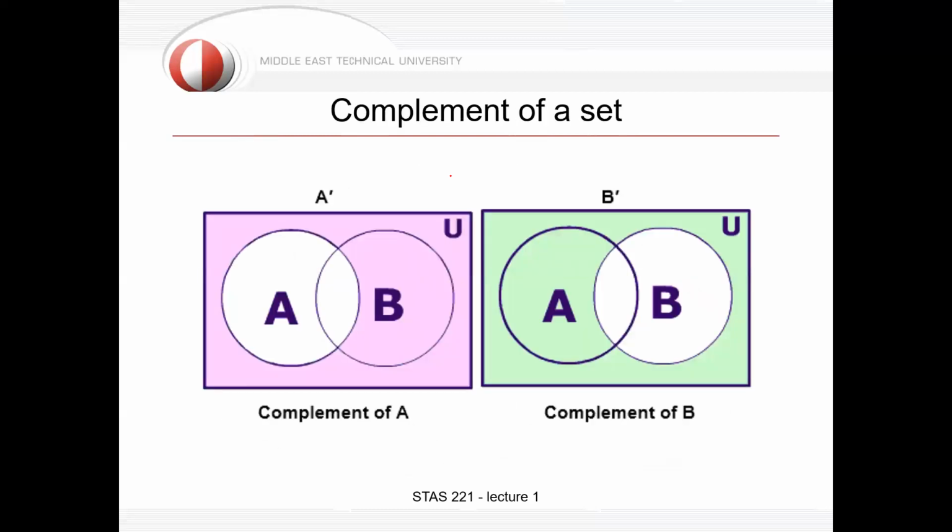And what about complement? For complement, it means the elements which don't belong to A. For example, the complement of A, you see, was shown in pink color. And here, for the complement of B, whatever is not inside this set B is the complement of B. So if the element is here, it belongs to the complement of B. If it is here, again the same. But if it is here or here, this is not an element of the complement of B, which we denote with B prime, for example.